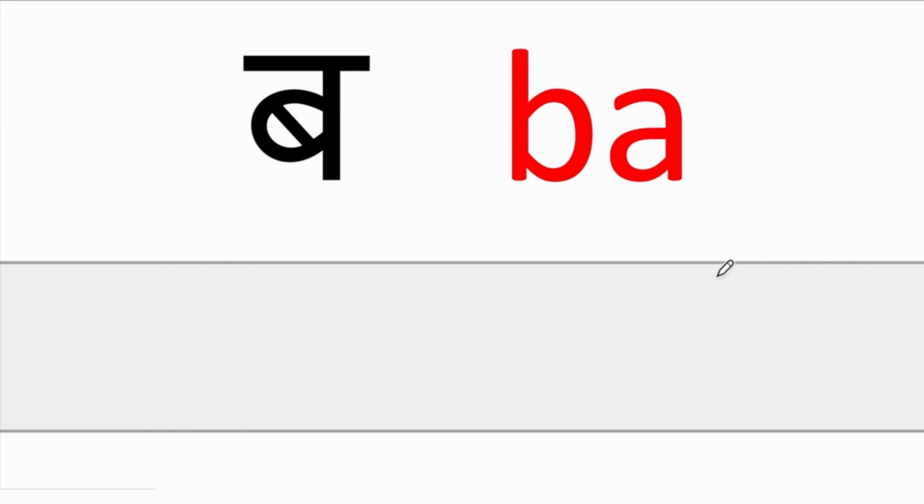Moving on to the next, this consonant is ba. Ba. Now let's learn how to write ba. Let's see one more time.